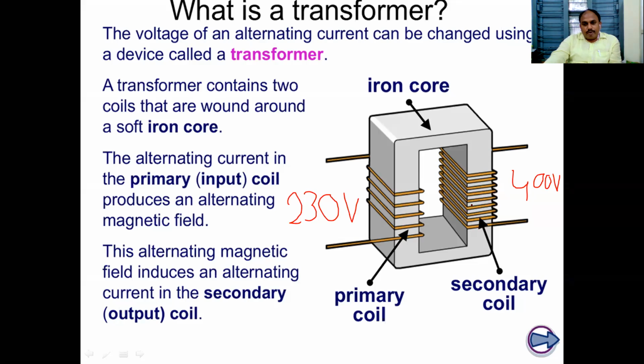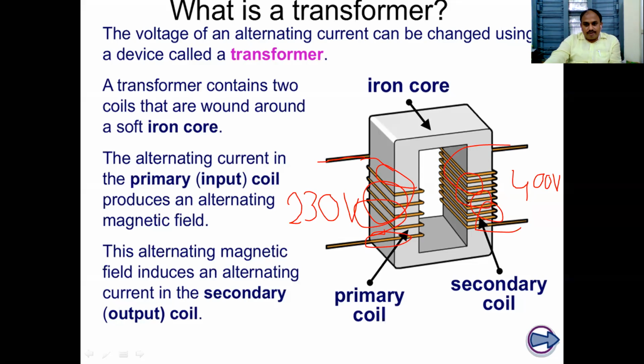That depends upon the number of turns. Basically, a transformer has two coils. The coils are made with copper winding. This is the primary coil, and this is the secondary coil.